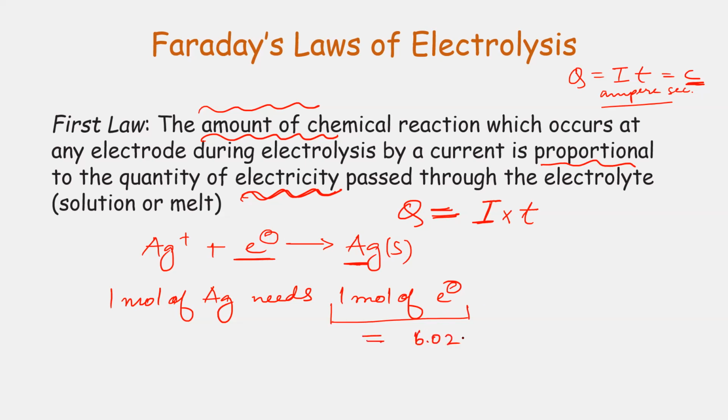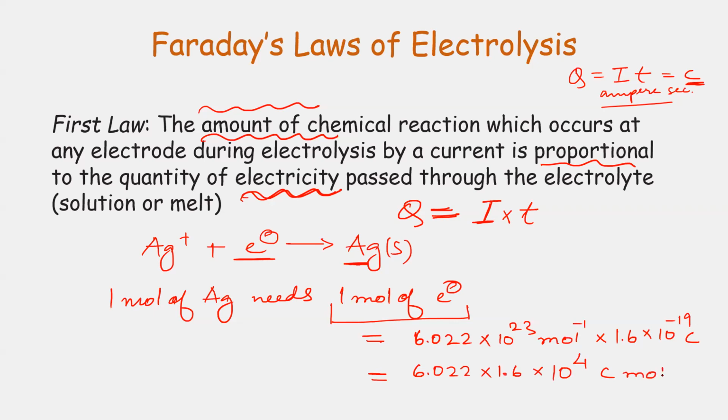So 1 mole of electron is equal to how much? That is 6.022 into 10 to the power 23 per mole, that is mole inverse, into the charge of an electron, 1.6 into 10 to the power minus 19 coulomb, right? Now please calculate this. You have 6.022 into 1.6 into 10 to the power 23 and 10 to the power minus 19, so you have 10 to the power 4 coulomb per mole.